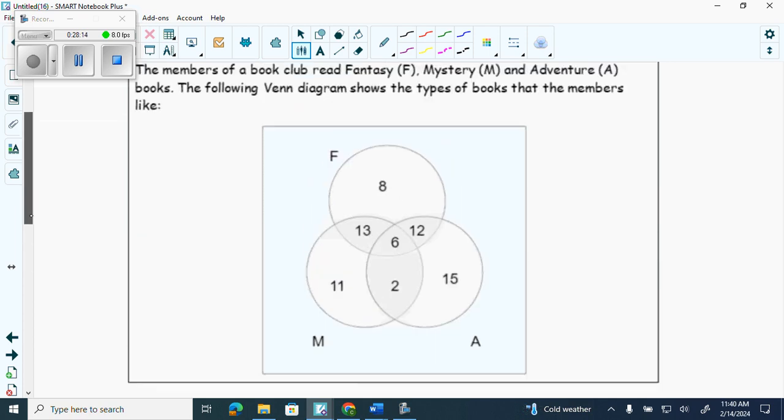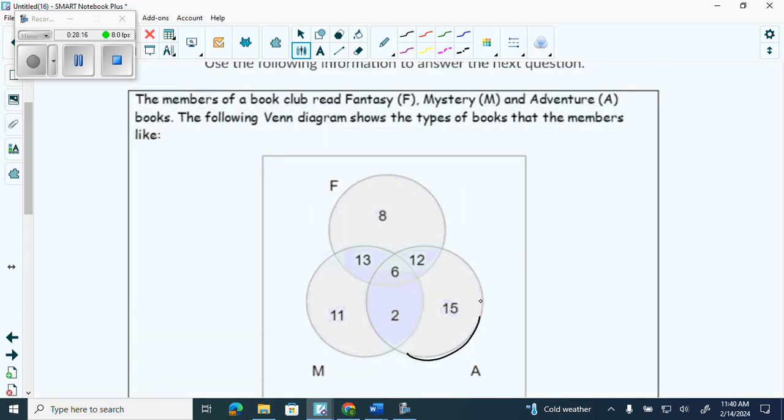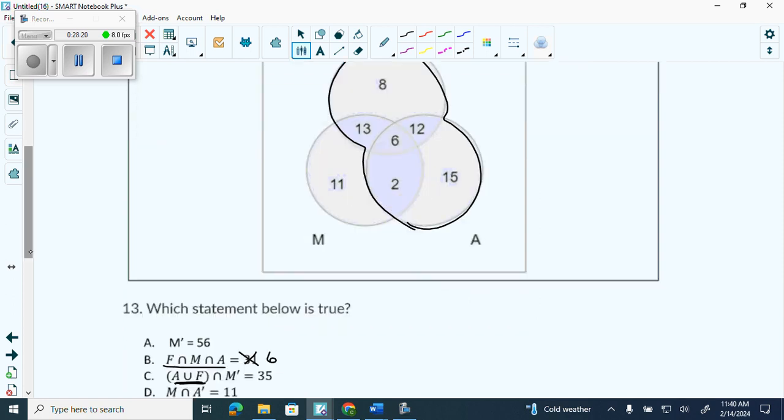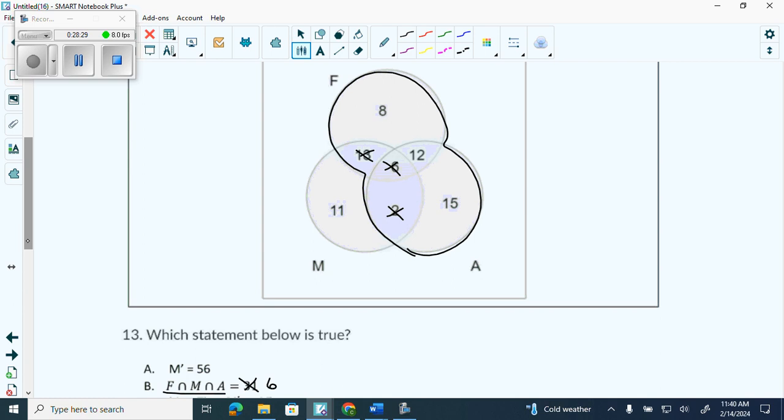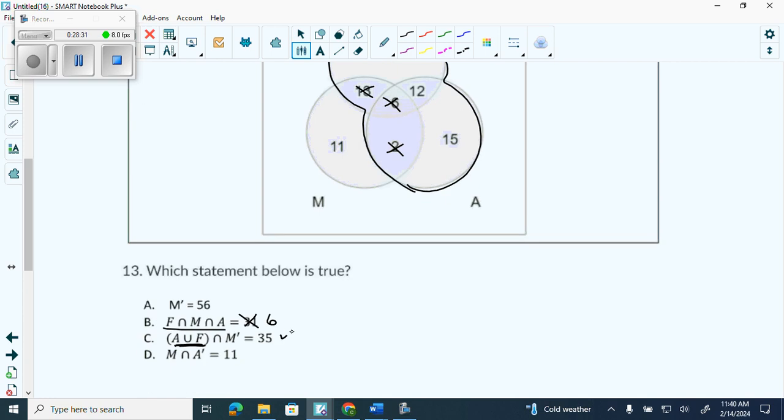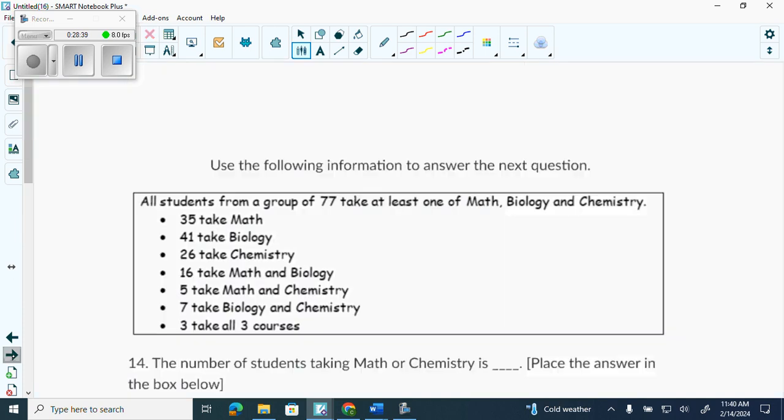A or F snowman and not M. So I go to the A or F snowman, and then it says and not M, so I kick off all the M ones. And I'm left with 27 plus 8, which is 35. Yay! That's not always true. Please don't spread that rumor. Okay.